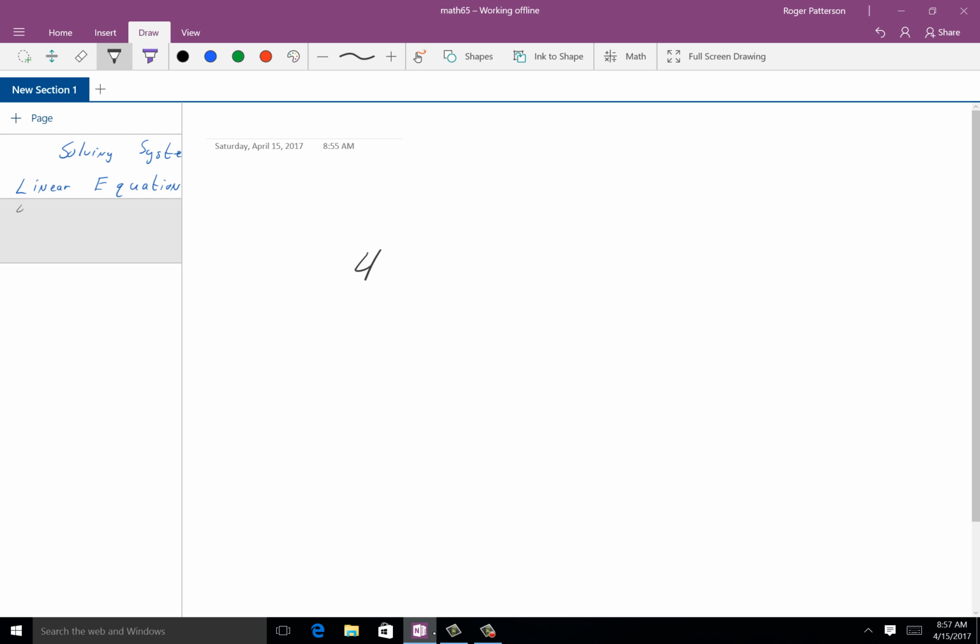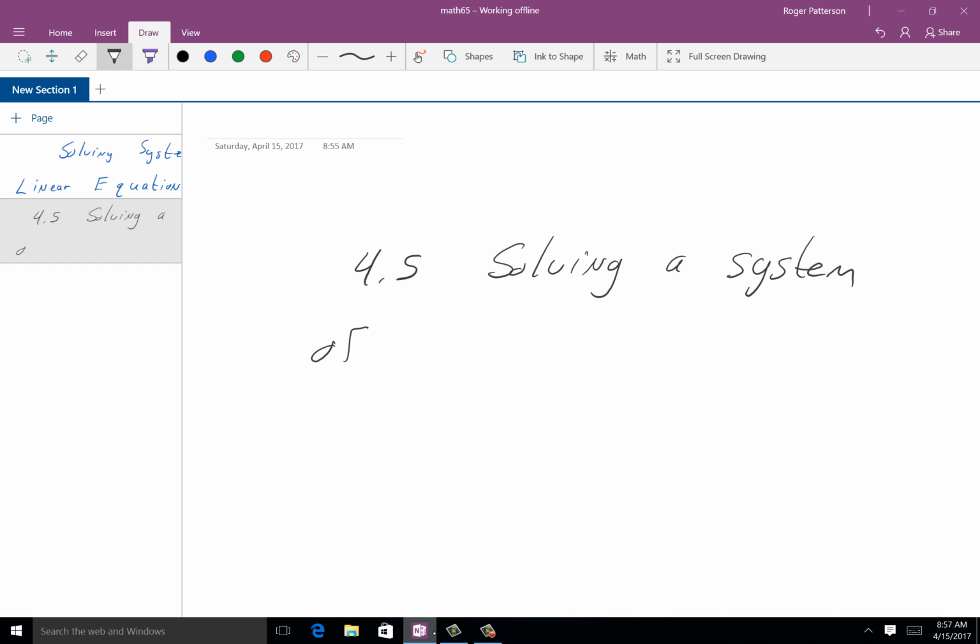Here's 4-5. It talks about solving a system of inequalities. So an inequality, remember, is going to contain greater than or less than signs, or less than or greater than, those kinds of situations. That's what an inequality is. And the first couple of problems are pretty straightforward as far as graphing them. So let's start with some easy things and work our way up a little bit.